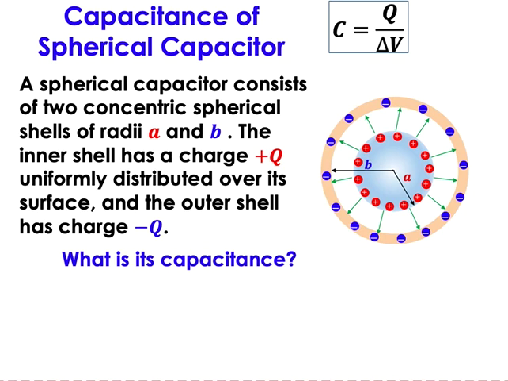In this case, how to calculate its capacitance? Similarly, we firstly calculate electric field and then calculate potential difference. Lastly, we can obtain the capacitance by this formula. Because there exists spherical symmetry, we can use Gauss law to calculate the electric field firstly.